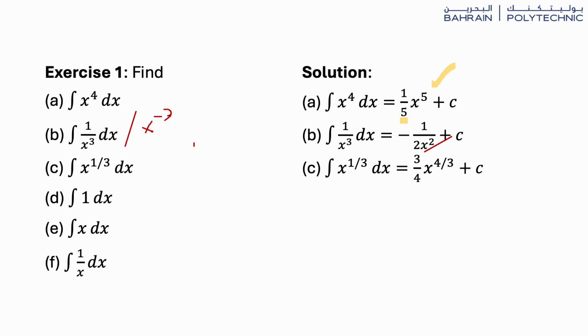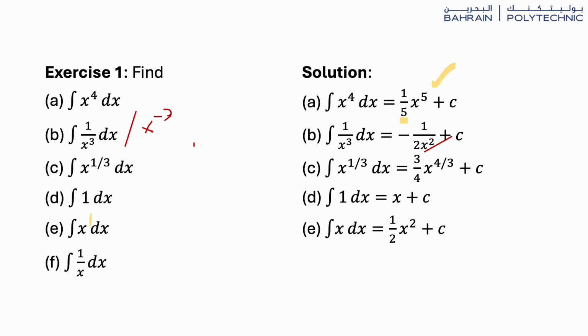Here we have to consider it as x to the power 0, so the integration of 1 is just x plus c, while for the integration of x to the power 1, 1 plus 1 will be 2, so it will be x squared over 2 plus c.